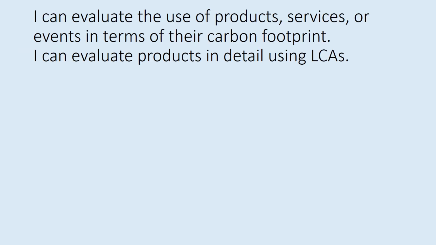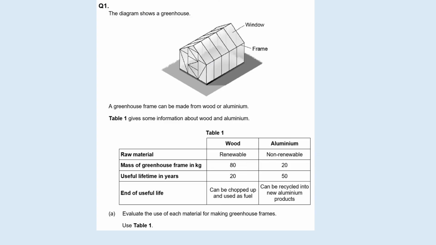Right, now the next statements that people were looking at were in different places actually, but they were very, very similar. I can evaluate the use of products, services, or events in terms of their carbon footprint, or I can evaluate products in detail using life cycle assessments. Now, basically what I'm going to do is look at this word, because in science, the word evaluate is a prompt word, which actually means that they want you to do something specific. The easiest way to show you this is by looking at an exam question example. So let's have a look at that on the next page.